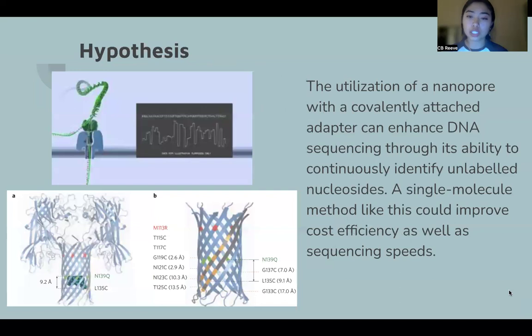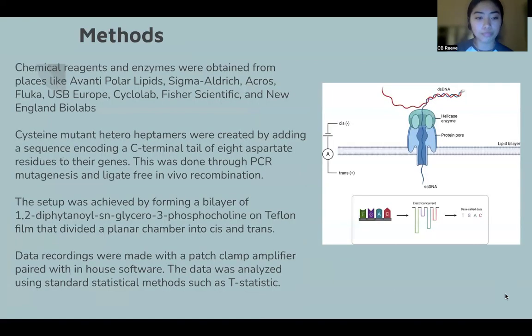So that transitions us into how those listed problems will be resolved. Essentially, our hypothesis highlights how the use of a nanopore with a covalently attached adapter is able to enhance DNA sequencing in the sense that it's able to continuously identify unlabeled nucleosides. And with a single molecule method like this one, cost efficiency and sequencing speed could also be improved upon. And so now moving on, we're going to tell you about how this was methodically carried out.